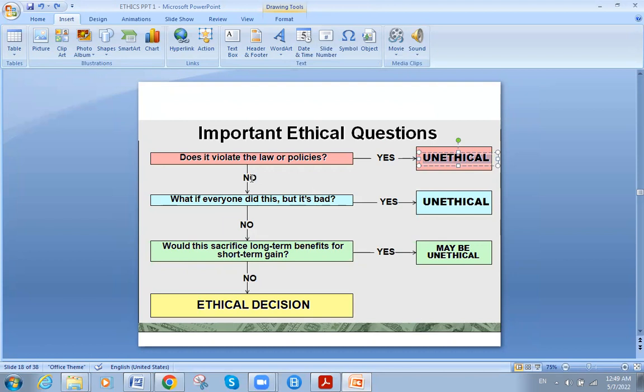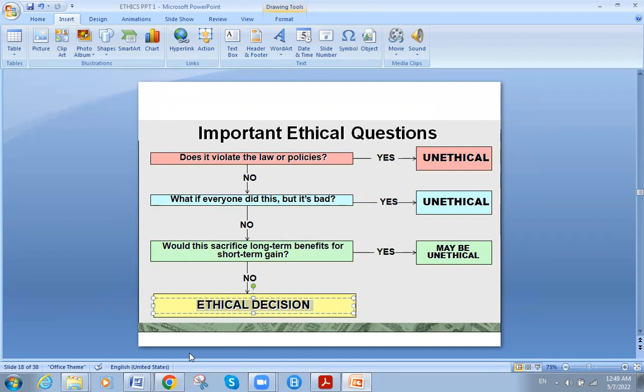If it is not against it, then what if everyone did this, would it be bad? Yes, it is unethical. No. Would this sacrifice long-term benefits for short-term gains? Yes, this is maybe unethical, but not quite sure. It may be unethical. No, then it's the final decision, an ethical decision.